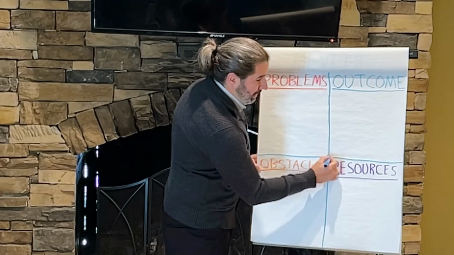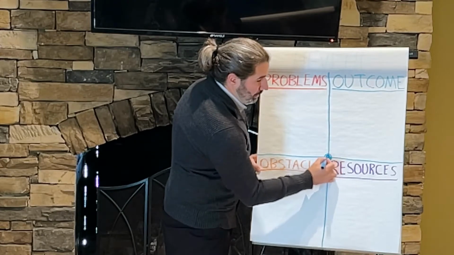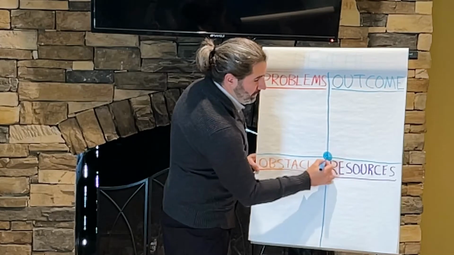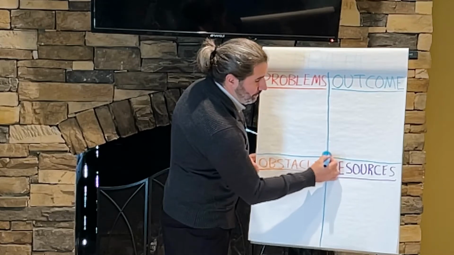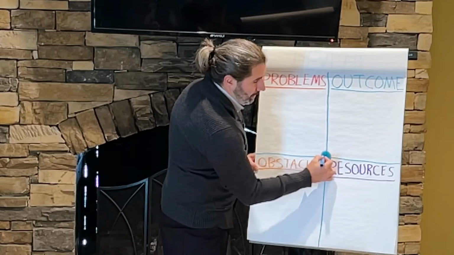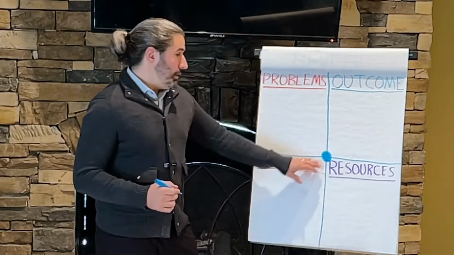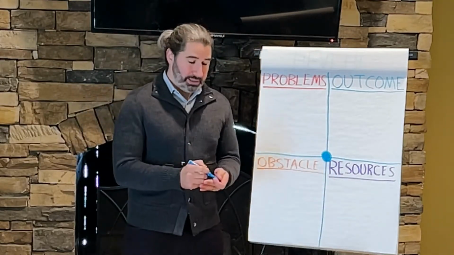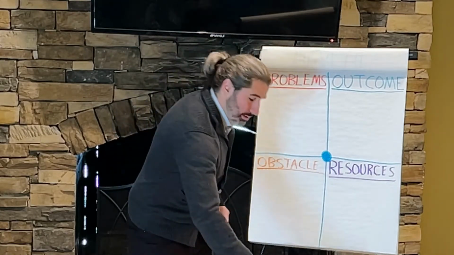I'm just gonna create a dot here, and you can feel free to create a dot. It doesn't have to be blue. I'm just picking blue because that's the outcome color. You don't wanna pick the problem or obstacle. So here is a blue dot. It's in the center of the 4 quadrants.